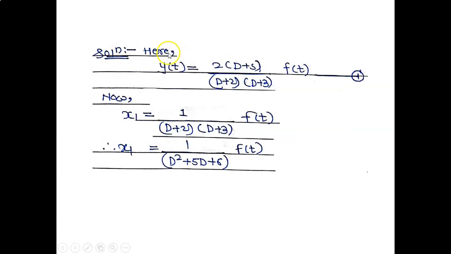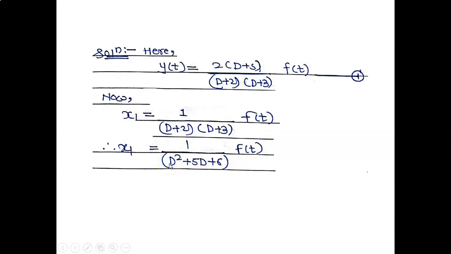Therefore solution. Here y(t) is equal to 2 into (D plus 5) divided by (D plus 2) into (D plus 3) into f(t), equation 1. Now what is our standard practice? Consider x1 is equal to, in the numerator we should consider 1. x1 is equal to 1 divided by (D plus 2) into (D plus 3) into f(t). Therefore x1 is equal to 1 divided by (D square plus 5D plus 6) into f(t).